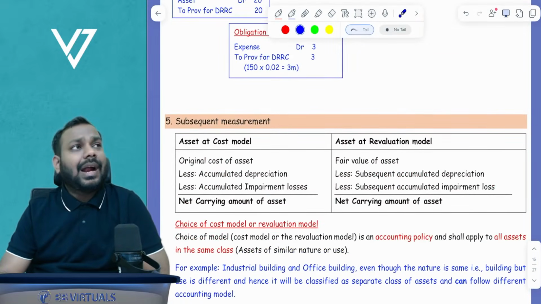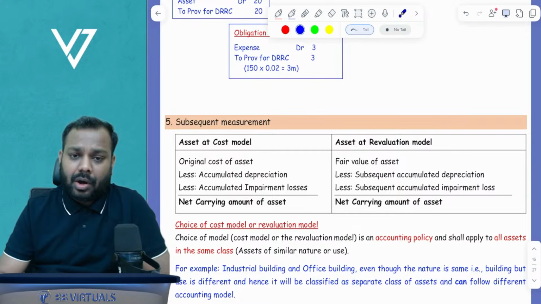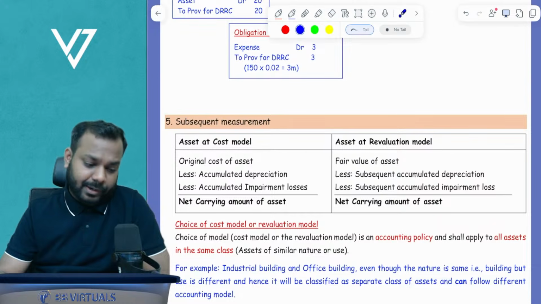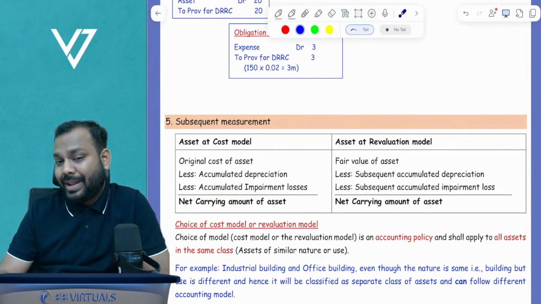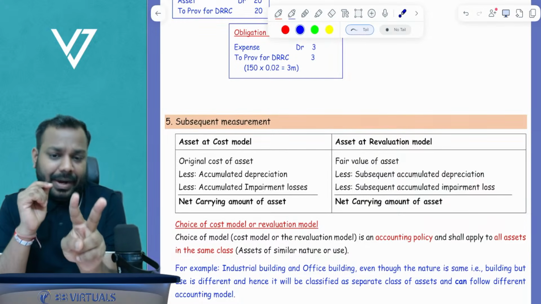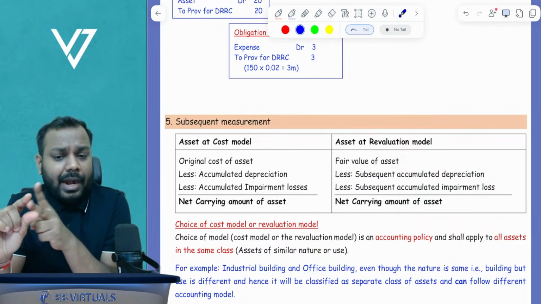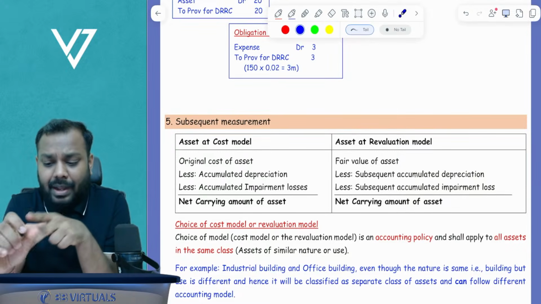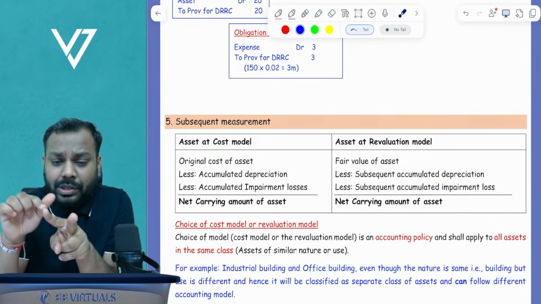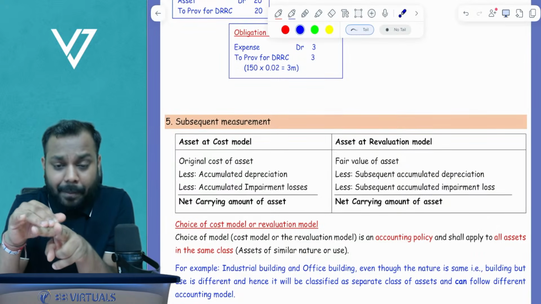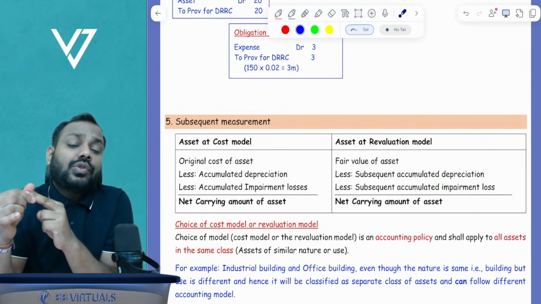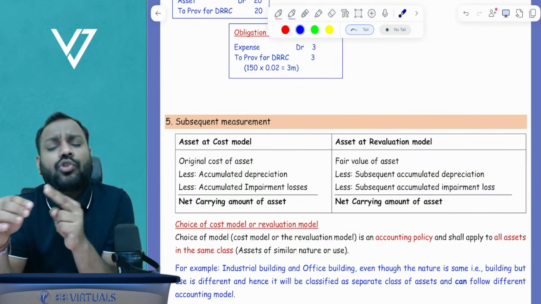The standard says to decide on the basis of the nature of the asset and the use of the asset. For example, a company has two buildings, a factory building and an official building. Now understand the purpose. Though the nature of both the properties is the same, they are buildings, their purpose is different. One is used for factory purposes and one is used for official purposes. Official purpose means corporate office.